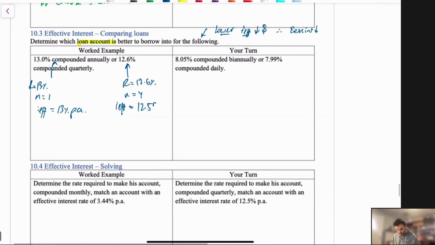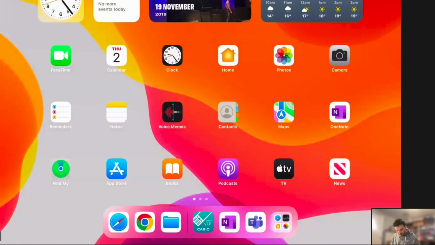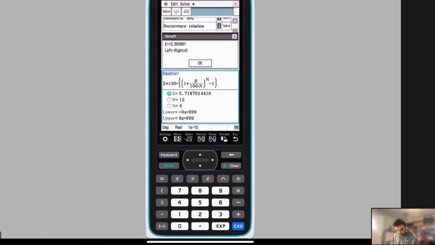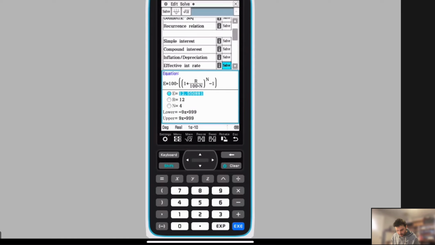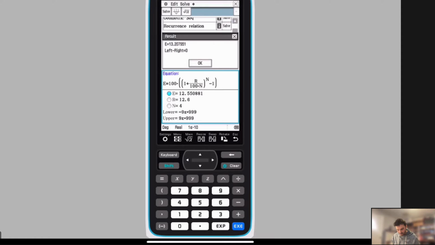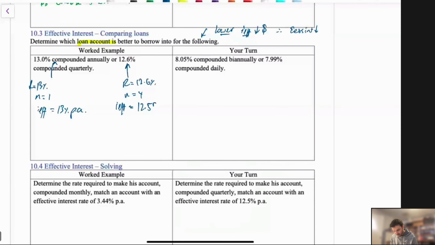That can't be right. Let me just double check that. Oh, I missed the thing. 12.6, and now let's solve. 13.21. That is more like it. Now, I'll just go through what I did there. I noticed that the effective interest rate dropped from 12.6. So it went below 12.6, which is never possible. So I just did a double check. So having those sanity checks is always good.